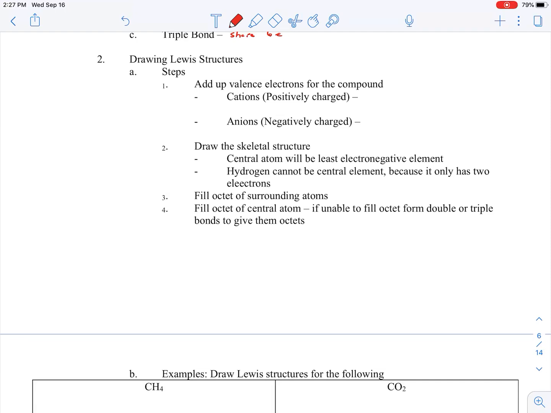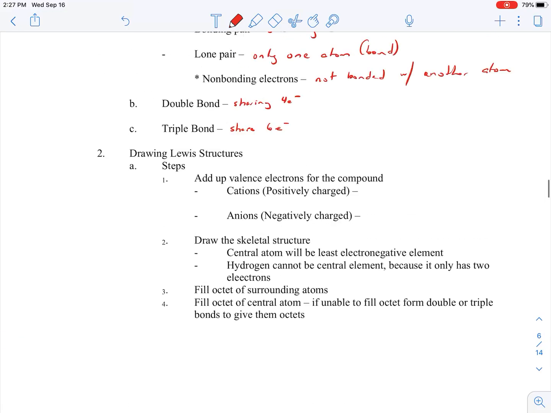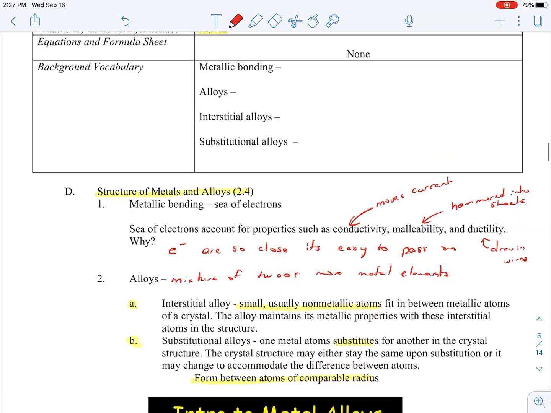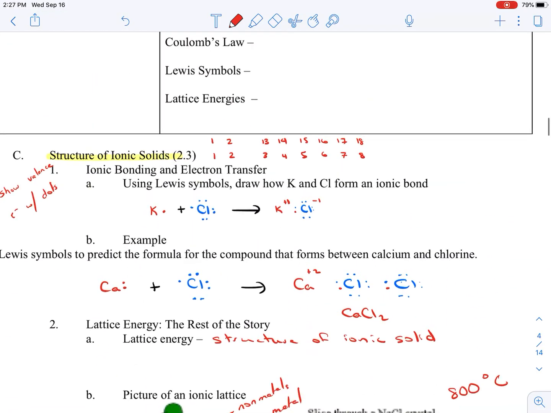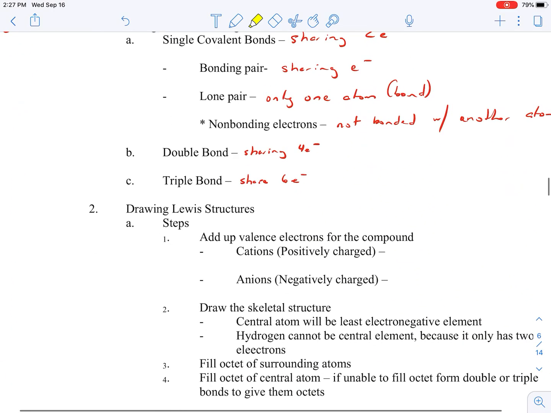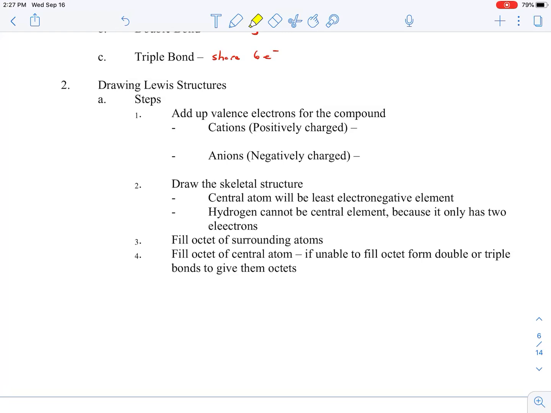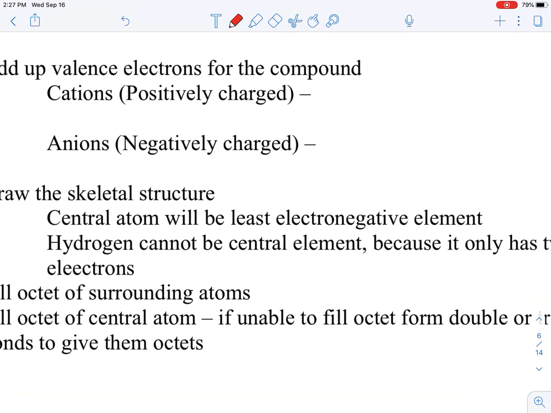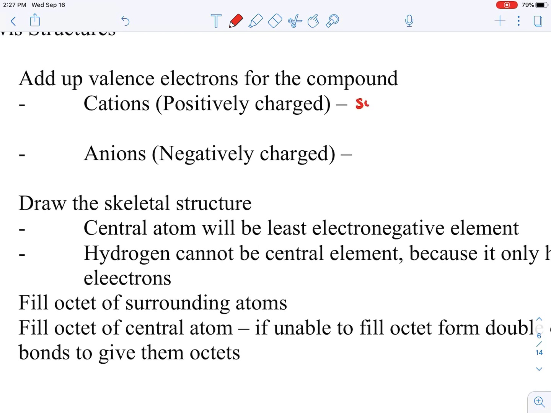Our first step is to add up those valence electrons, and this is what we talked about when we did our valence electrons. I'm scrolling up, hopefully I'm not making people sick, but this little ditty right here, we're going to use those. So taking it back down, here we are. We add up our valence electrons for the compound. And if we have a cation, which means it's positively charged, we are going to subtract that many electrons.